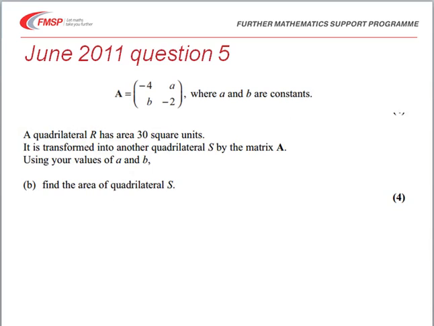In the second part of the question, we have to use our values of a and b so that the matrix is now (-4, 3; 1, -2). And we're told that this matrix transforms a quadrilateral R onto a new quadrilateral S. The area of R is 30, and we need to find the area of S.